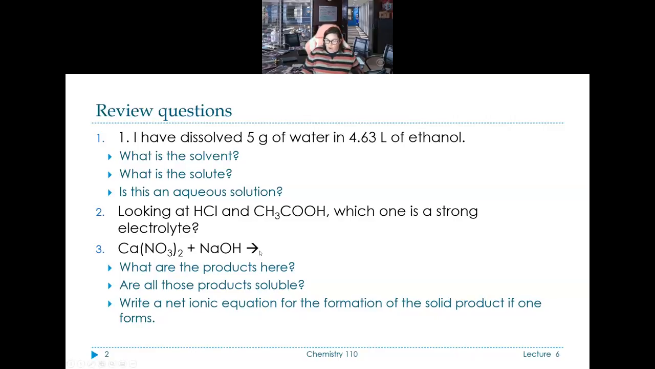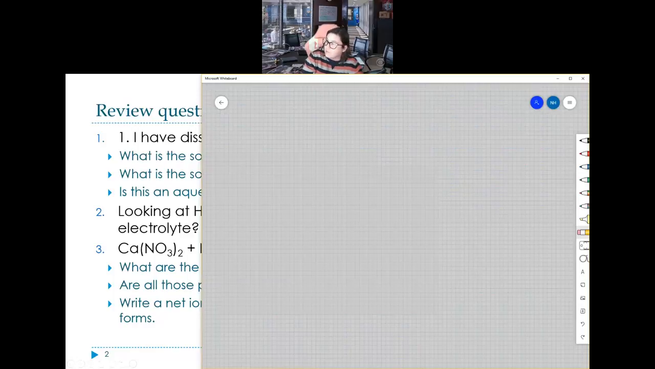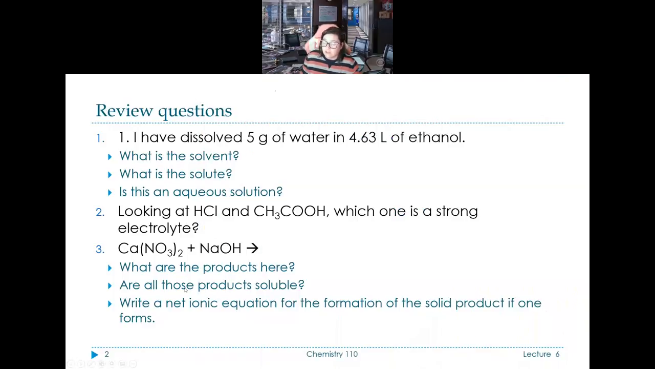Ca(NO3)2 plus NaOH. Excuse me. So what are your products here? Well, let's pull up our whiteboard. Let's see what we can do with that. Find my cute little pencil here. That's not a pencil, that's an eraser. Ca(NO3)2 plus NaOH, yes? Yes. Just checking.